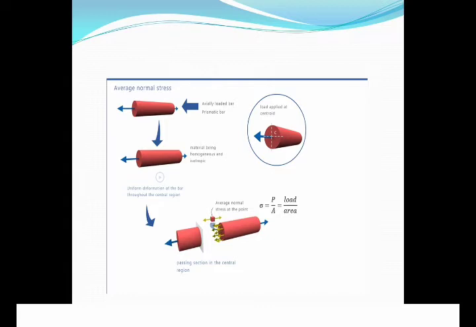We have seen that the stress induced is given by sigma is equal to P by A, where P is the load and A is the cross-sectional area. And if you see the section passing, the stresses passing through the section of the bar will be uniform throughout the length.